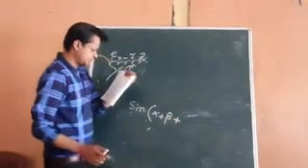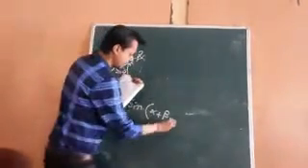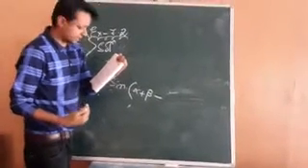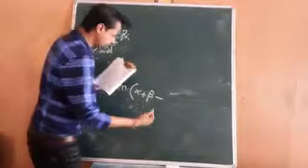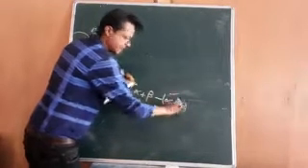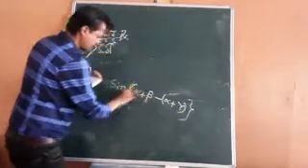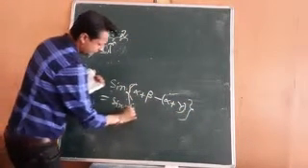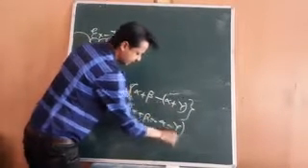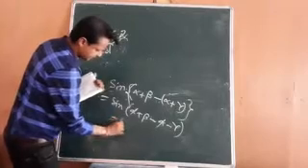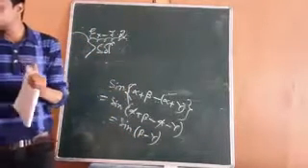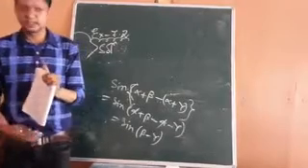Plus or minus? Minus B. What is B? B is alpha plus gamma. If you write it in this manner, sin((alpha + beta) - (alpha + gamma)). So alpha and alpha cancel, and you get sin(beta - gamma). Finished in 2 or 3 steps.